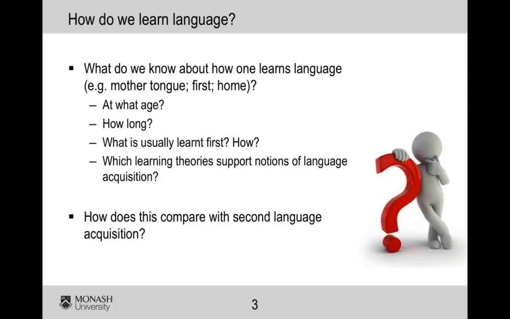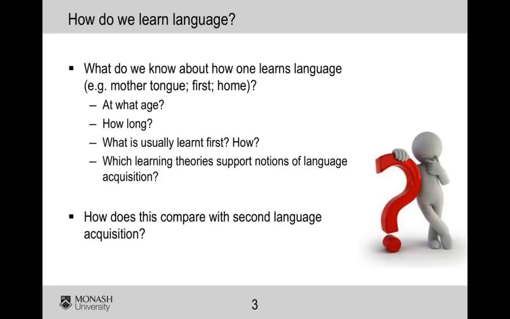Then we have the side of Lev Vygotsky and other theorists like Piaget, who had more cognitive and more social theories of learning, so the idea that we learn by interaction. These are all learning theories that support the idea of how we develop language, particularly Vygotsky, who says language is a tool and we interact and negotiate meaning, which is very much echoed in how we talk about second language acquisition.